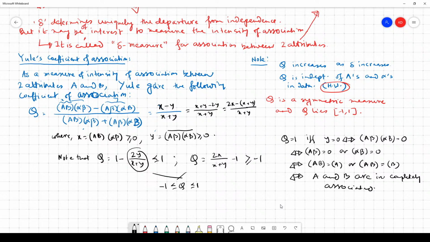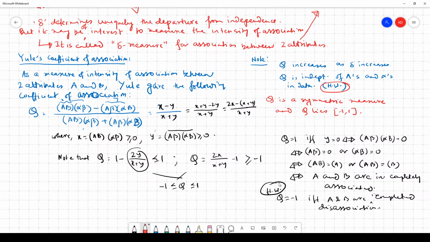Similarly, we can show that Q equal to -1 if and only if A and B are completely disassociated. So please prove it the same way. This is your another homework.